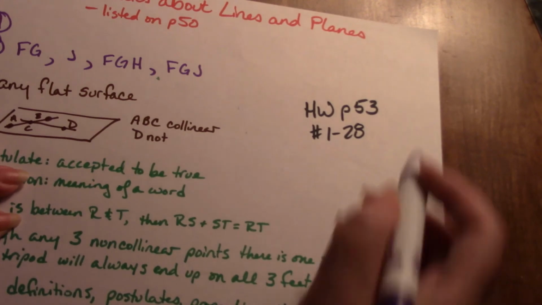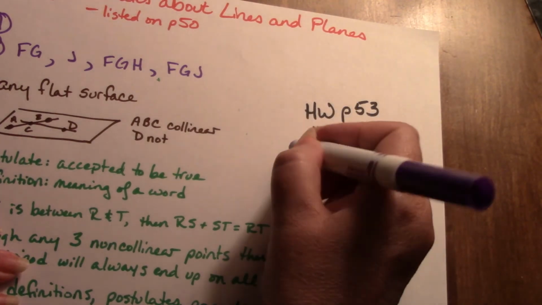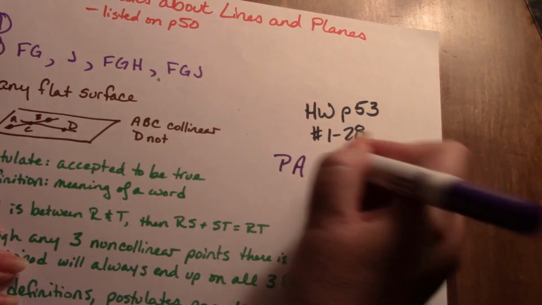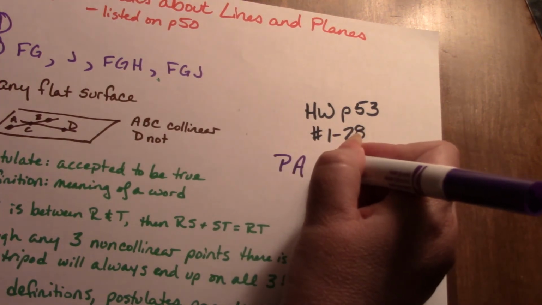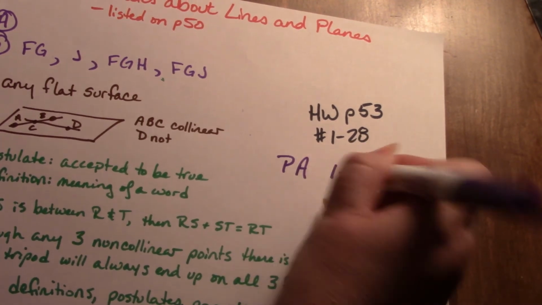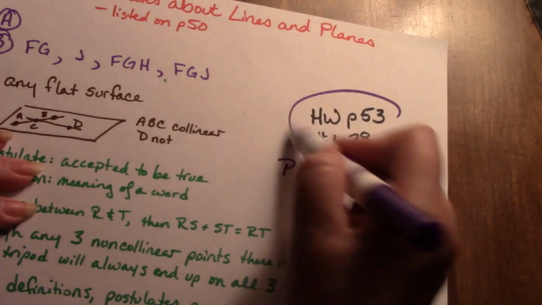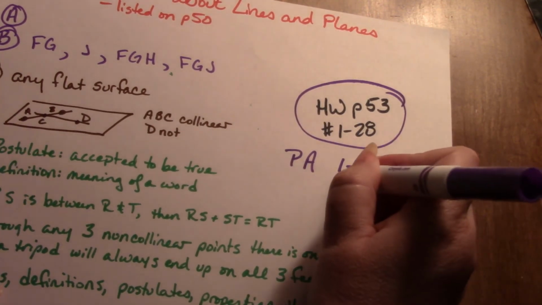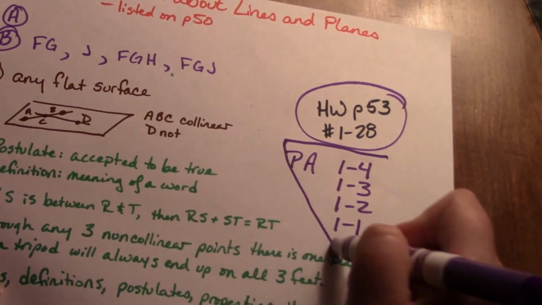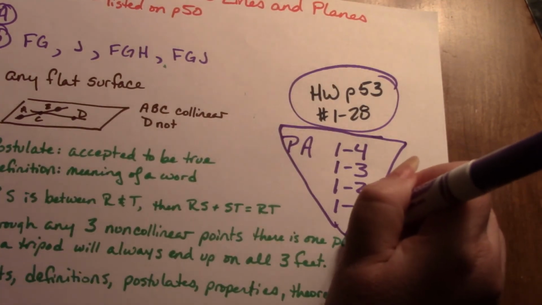Your homework is numbers 1 through 28 all. Now in your calendar, tomorrow you have performance assessments. So what I'd like you to do is notice that on page 56, there is a lesson performance task for 1-4. Please do that for tomorrow's homework. This is tonight's homework. But notice that there's one at the end of 1-3 and 1-2 and 1-1. So your homework tomorrow is to get these 4 performance assessment pieces done.